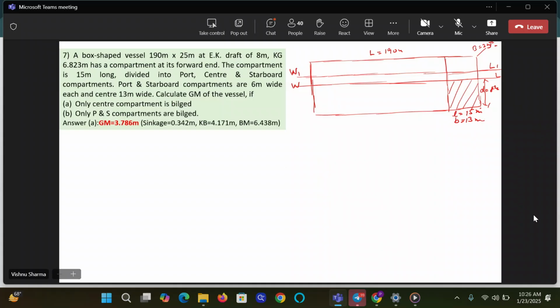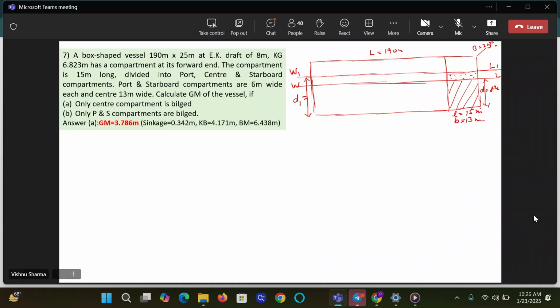Will the water rise between WL and W1L1? Please confirm yes or no. Yes. So I mark that here. See, guys, I'm just following it religiously. I'm not playing around with any shortcuts. Once you get the sinkage, you will get D1.